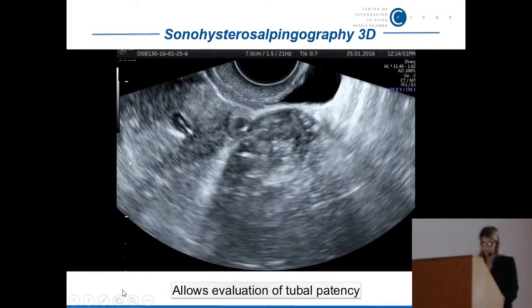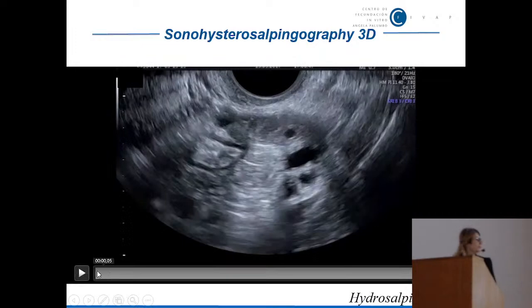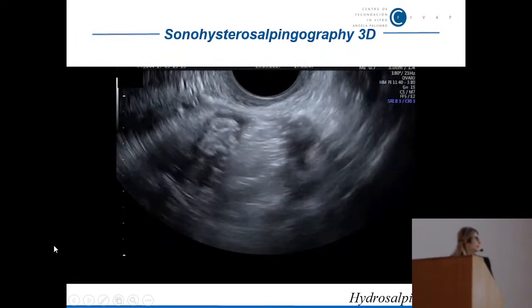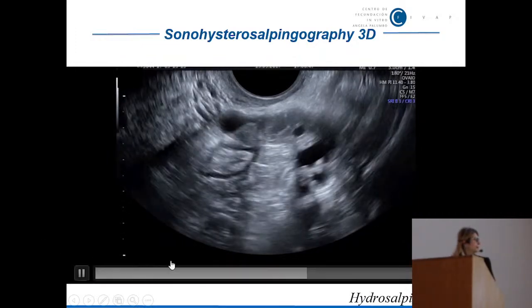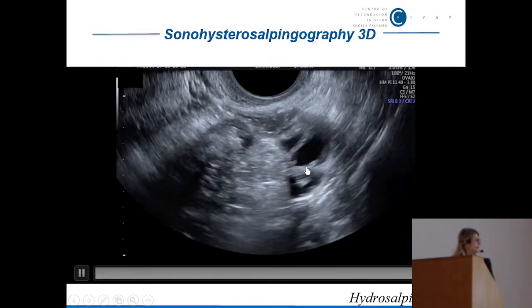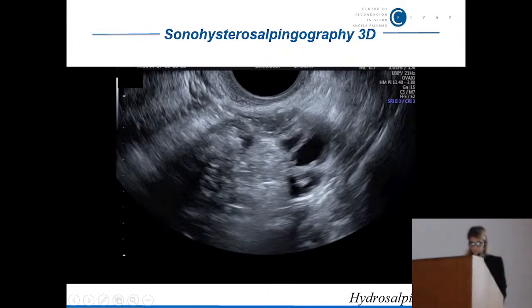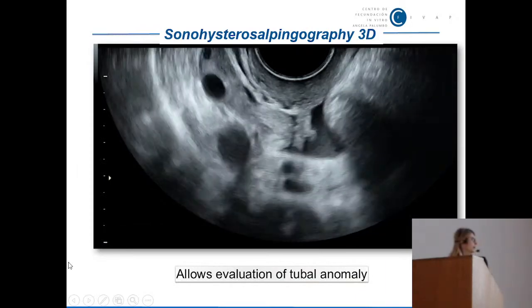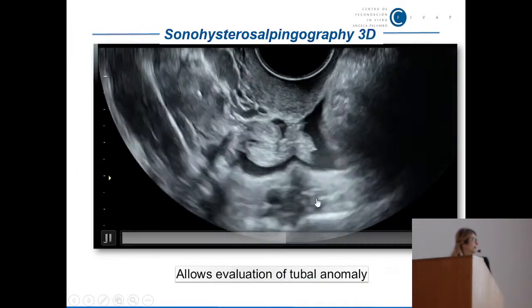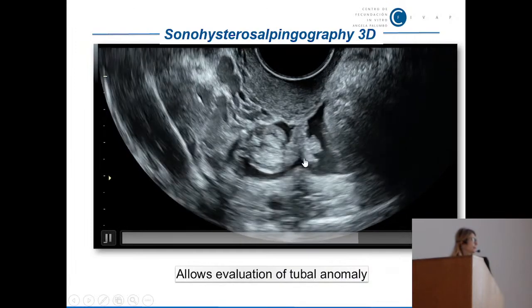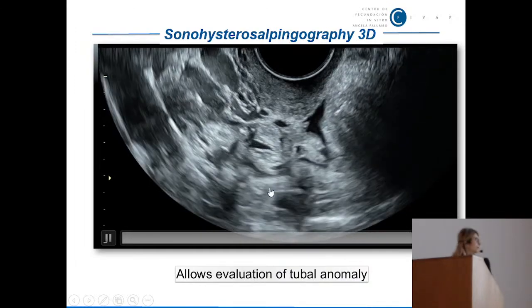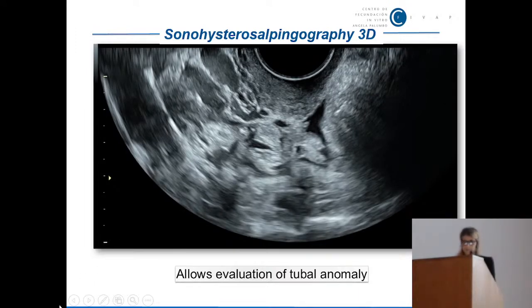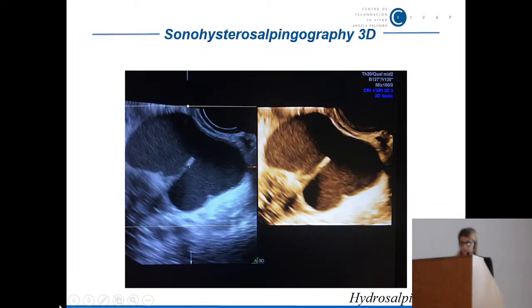This is a case of a hydrosalpinx, and you can see here the dilatation of the lumen and the thickness of the wall of the tube. Here we see the distal portion of the tube surrounded by fluid and fimbria, and the lumen is dilated. This is one case of large hydrosalpinx.